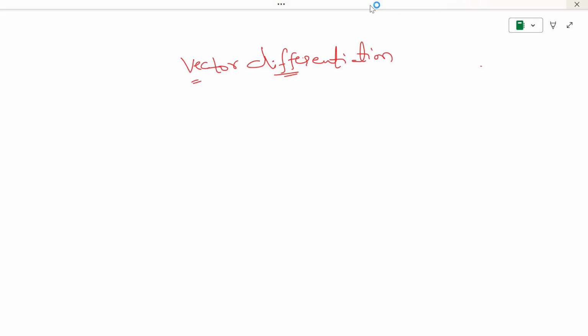So let's consider a vector. Let's say this is a vector. A vector has both magnitude and direction, and recap is unit direction. So when this vector is differentiated, let's say with time, then both magnitude and direction are differentiated.